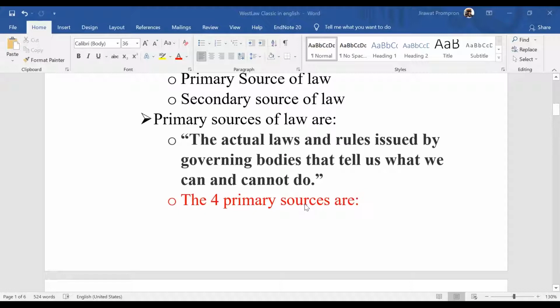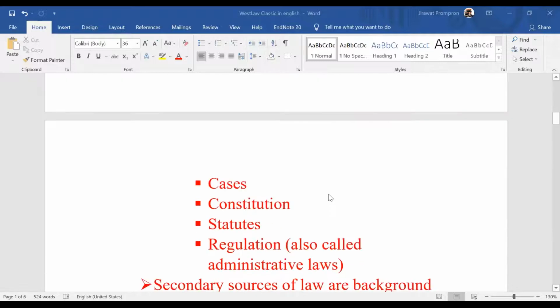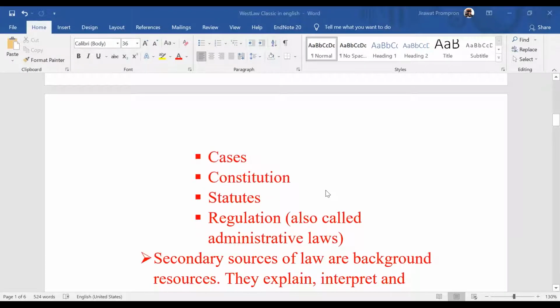There are many primary sources that you are looking for, but I'm just going to tell you four primary sources that are necessary to start searching or doing legal research. The first one, cases, or some call it case law. And another one, constitution.